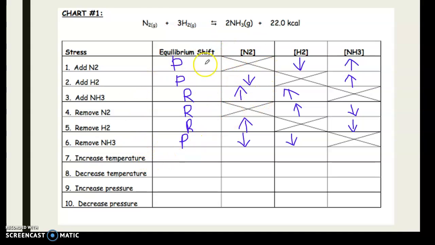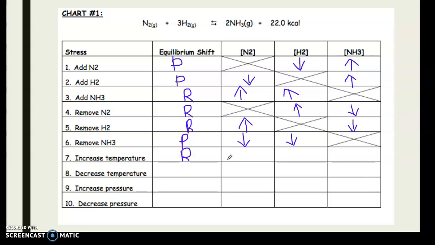So that was concentration. Number 7 has to do with temperature. So temperature, right, we said temperature is on our product side. So if we increase our temperature, we're going to shift away from the increase. So we're going to go back, we're going to go to our reactant side. We're going to shift away from our products and go to our reactant side.